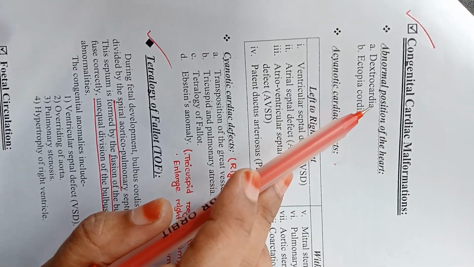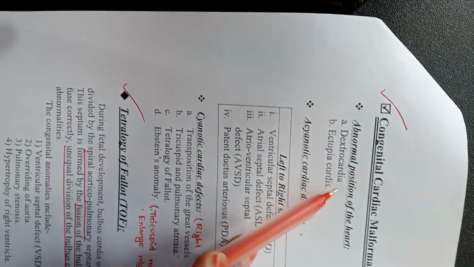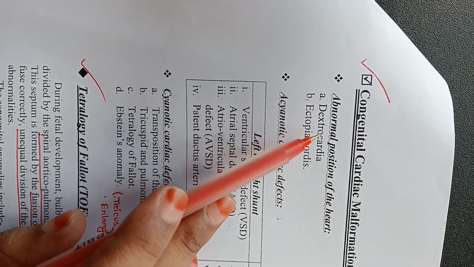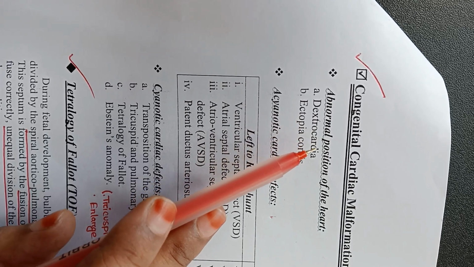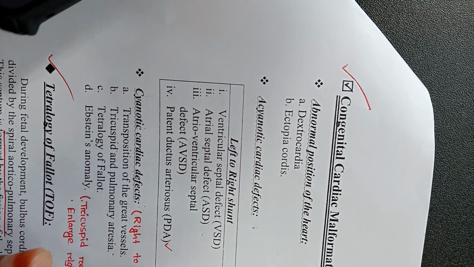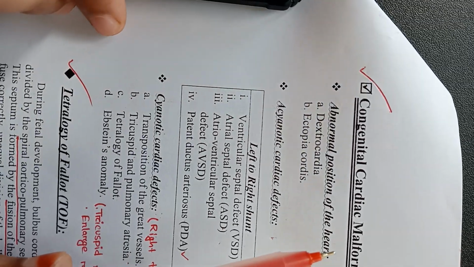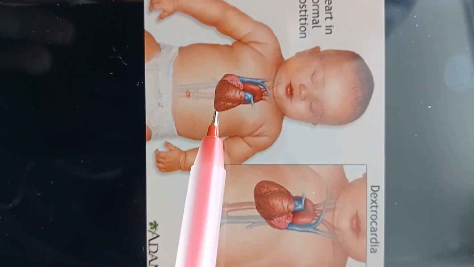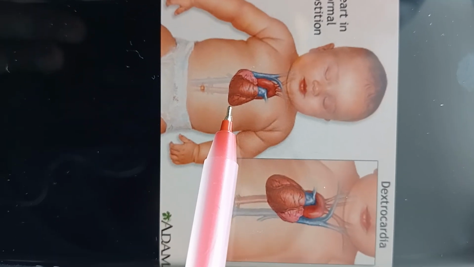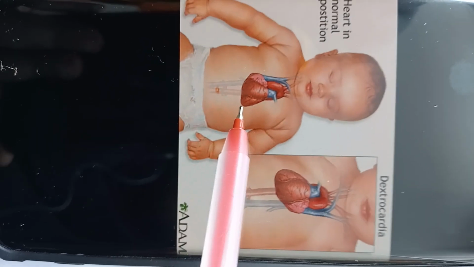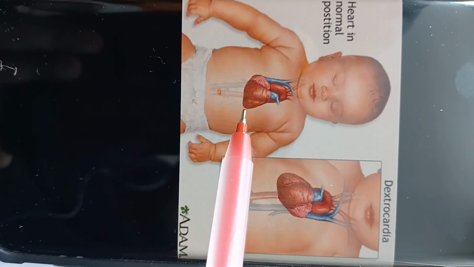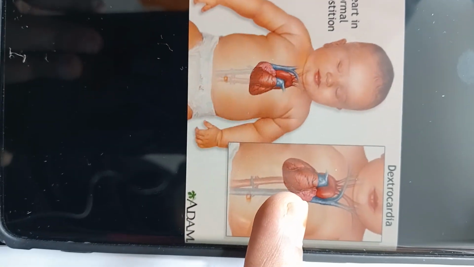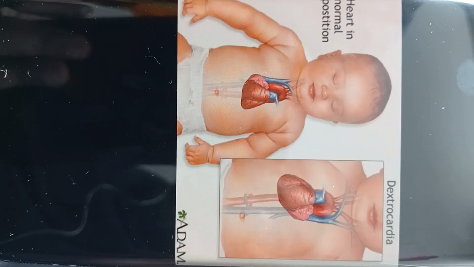So, first of all, we have to know what is dextrocardia. We know dextro means right. Normally the apex of the heart is situated on the left side. Here we can see the apex of the heart situated on the left side, in the adult condition, at the left fifth intercostal space. If the apex of the heart is situated on the right side instead of the left side, as in the next picture, that condition is known as dextrocardia.